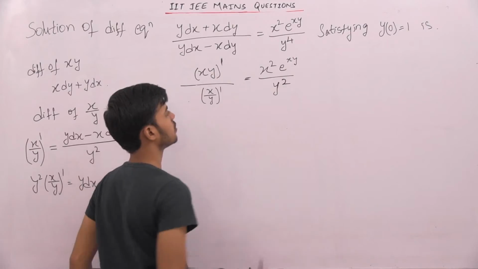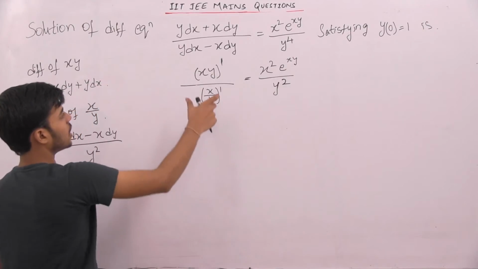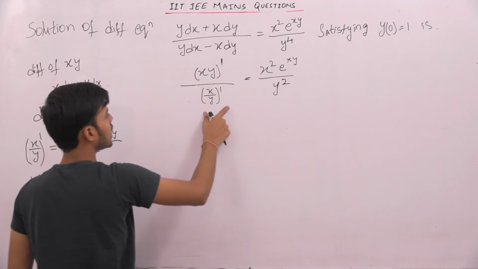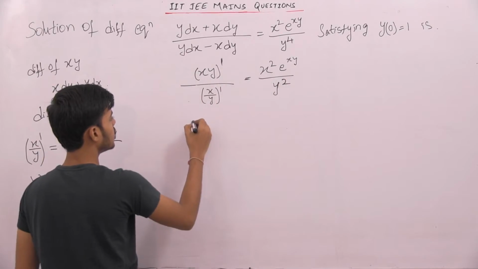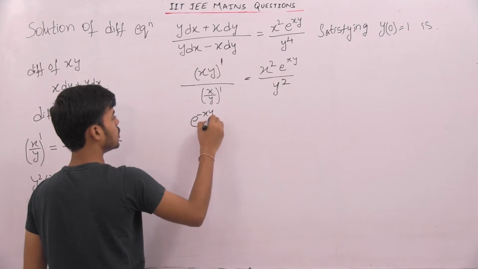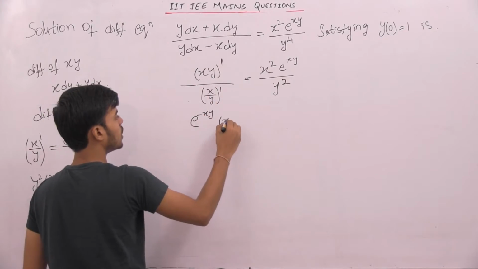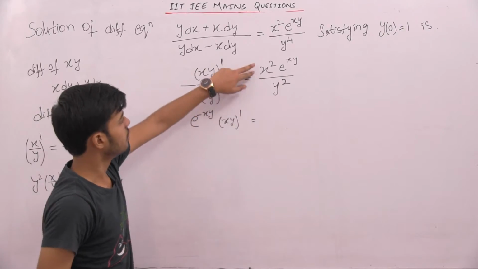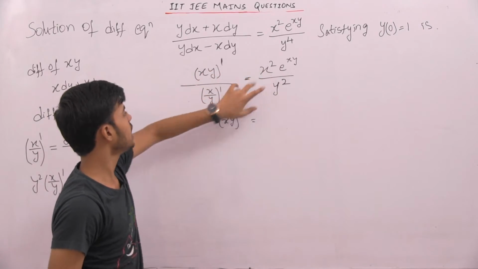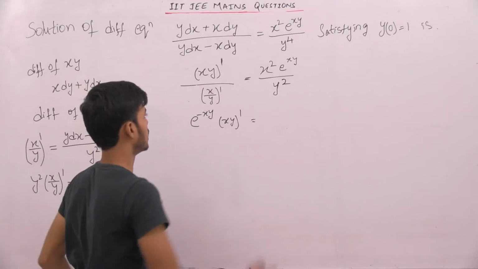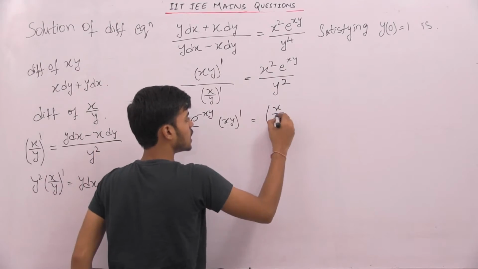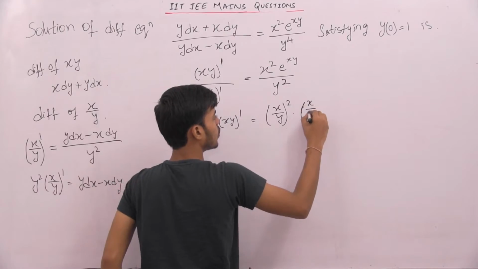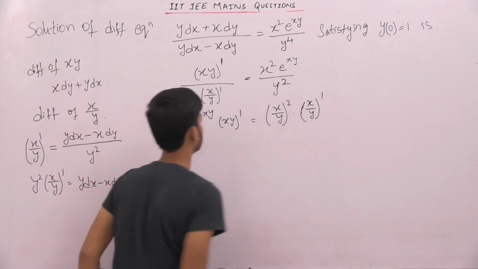So this becomes y square. Now let's bring the e power xy terms over here and send x by y there. Then e power xy becomes e power minus xy into derivative of xy dash is equals to, when we observe here, we have x square by y square and x by y coming over here. Then we can write this as x by y whole square into derivative of x by y dash.